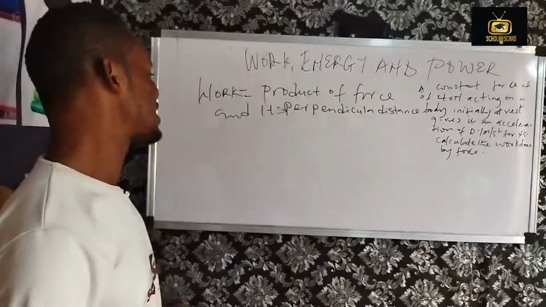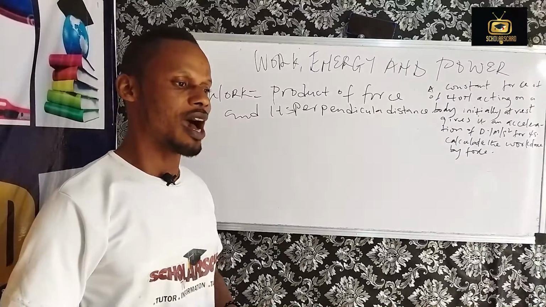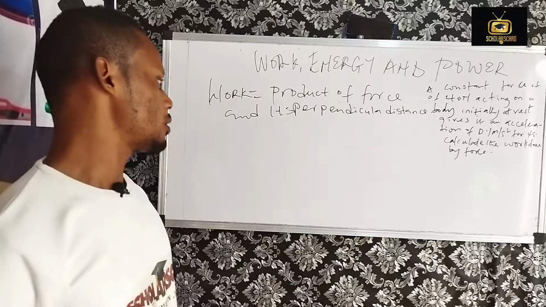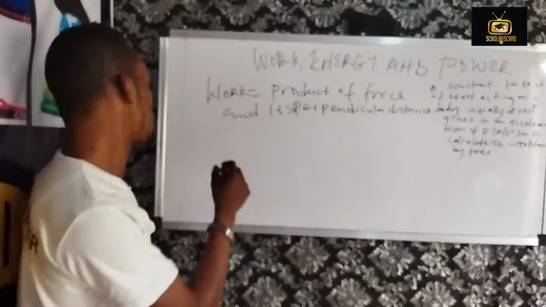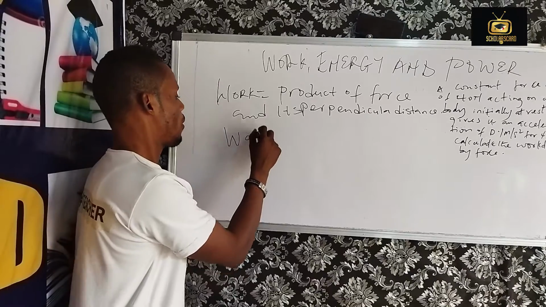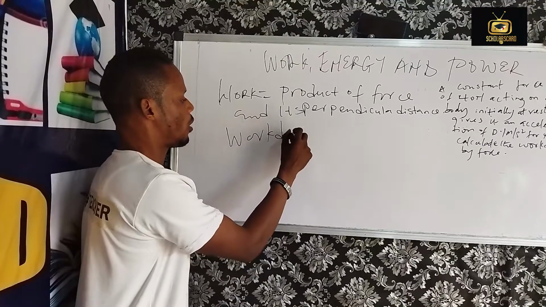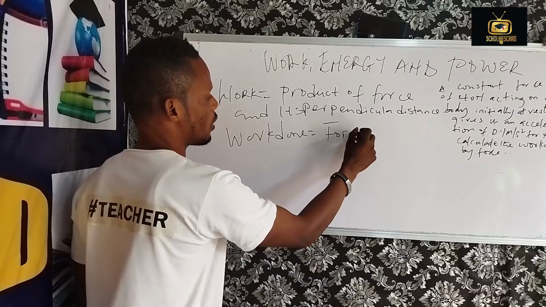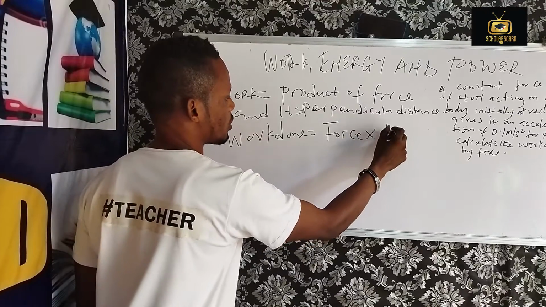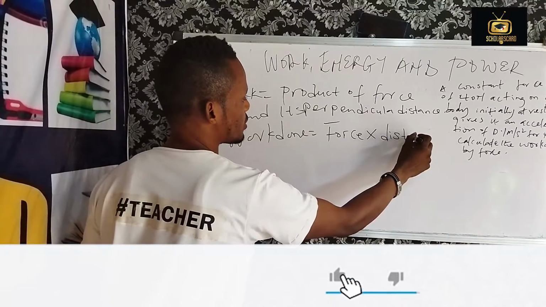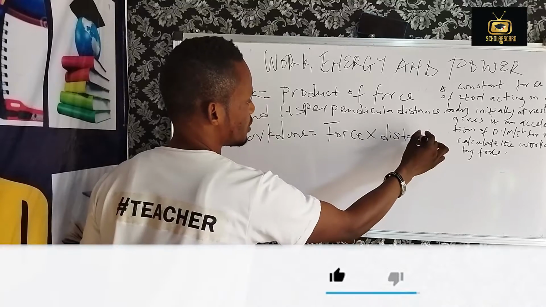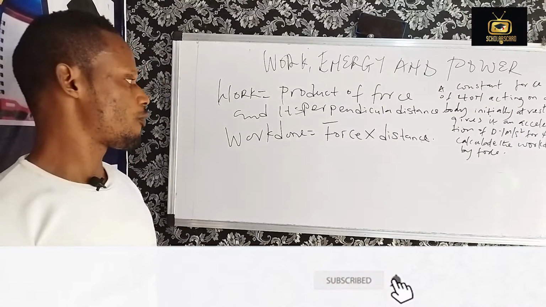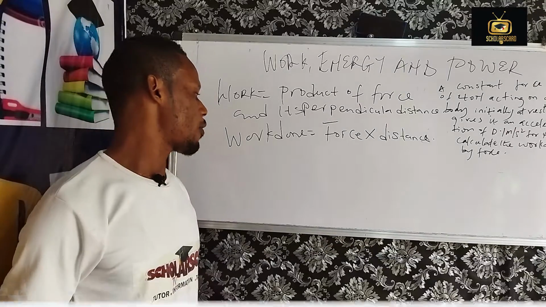Now, work is a scalar quantity because it does not have direction. It only has magnitude. So the formula: work done by a body or by an object will equal the product of the force times the perpendicular distance. Force times distance. That's the formula for work.